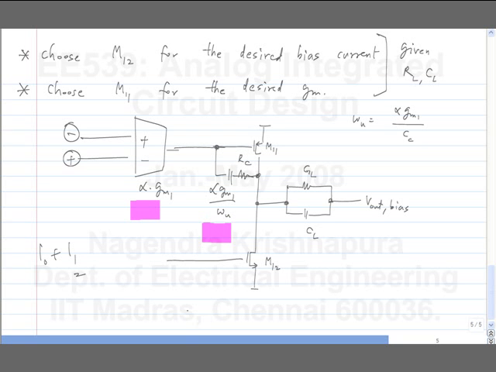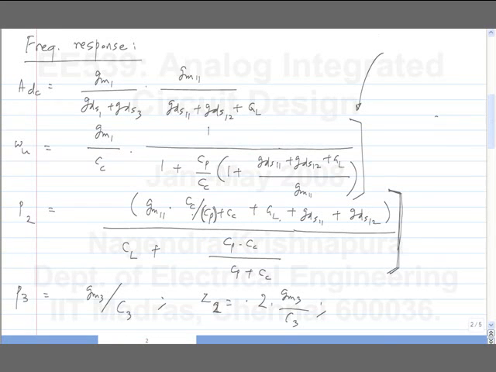Also, if you make I1 very small, then if Gm11 is very small, again the second pole will be at a low frequency. So you can't use that condition. So typically the second stage current is more than the first stage current, and the compensation capacitor is smaller than the load capacitor.